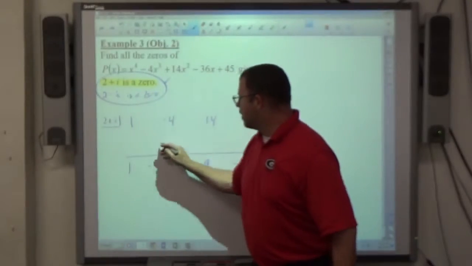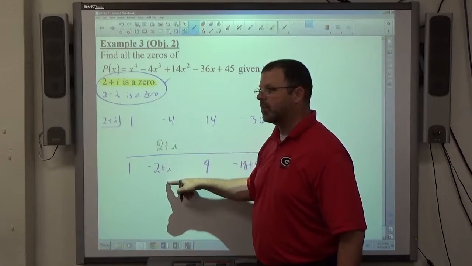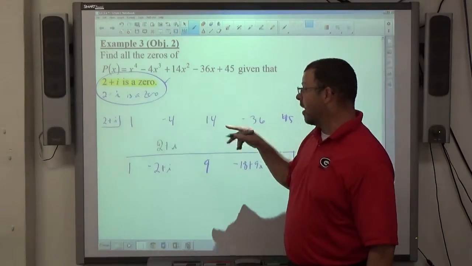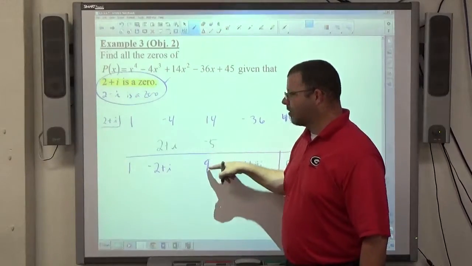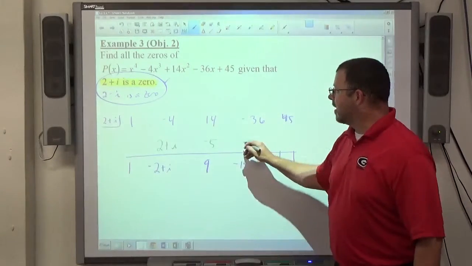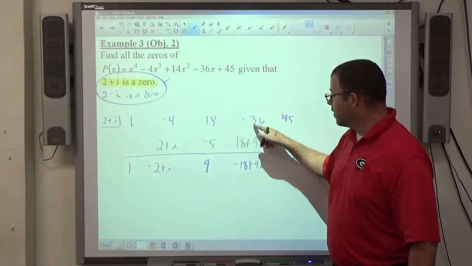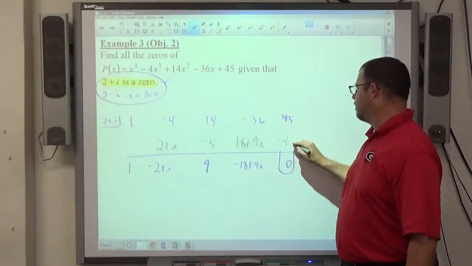2 minus i times 1 is 2 minus i, right? Plus 4, negative 4 and 2 make negative 2, then the plus i. This times this makes negative 4 plus or minus 1, so negative 5. Just take my word for it, it does. 14 minus 5 is 9. 2i times 9 makes 18 plus 9i. Negative 36 and 18 make negative 18 plus 9i. And that times that happens to make negative 45, which makes 0.